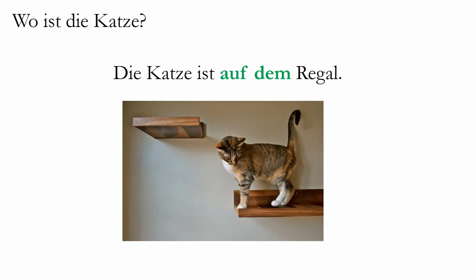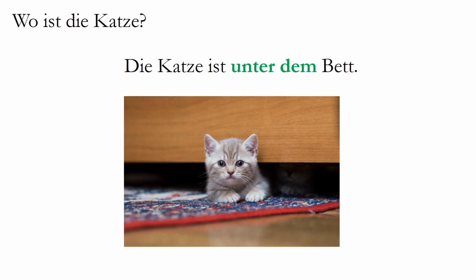Die Katze ist auf dem Regal. The cat is on top of the shelf. Die Katze ist unter dem Bett. What would this mean? Correct. The cat is under the bed.